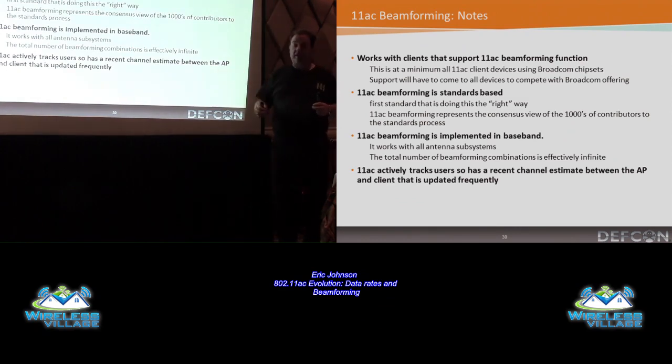And it actively tracks the user, so it has a burst by burst. It updates the position 40 times a second. There's a sounding packet sent to each user every 25 milliseconds.